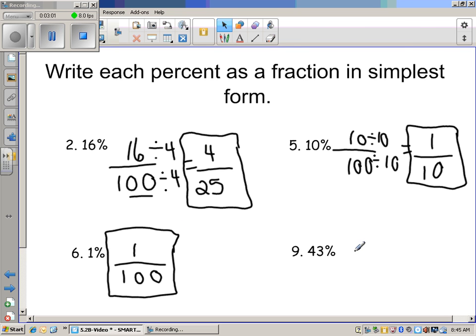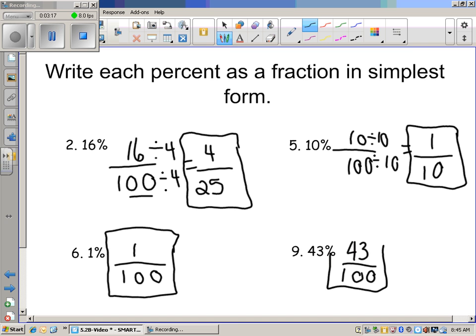Looking at number 9, I have 43 on top and 100 on the bottom. And again, because there is no greatest common factor between the two other than 1, 43 over 100 is going to be my answer in simplest form.